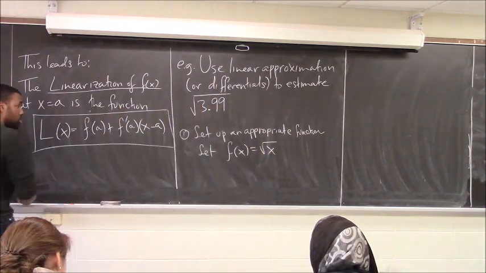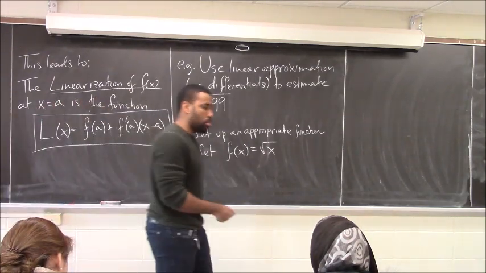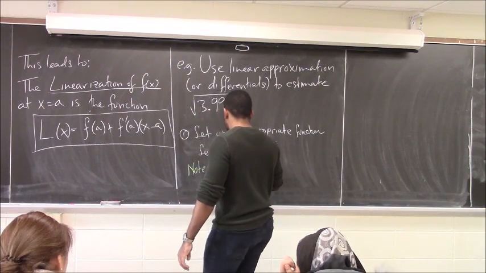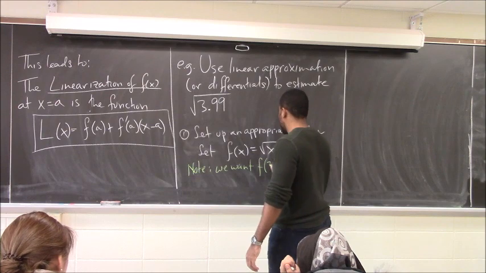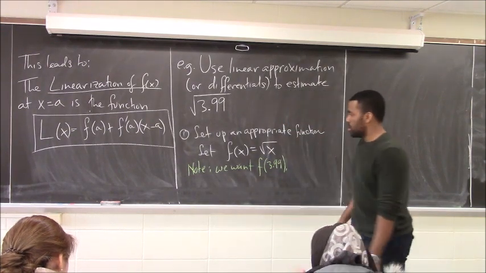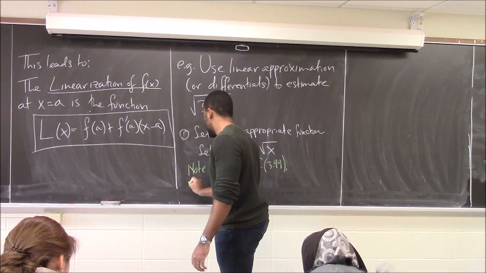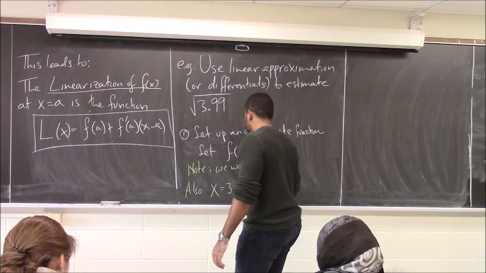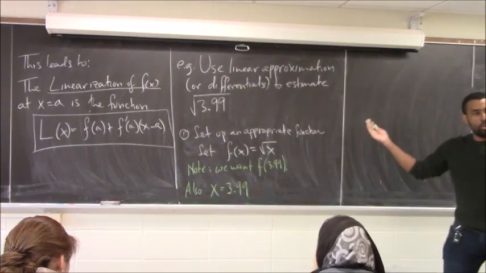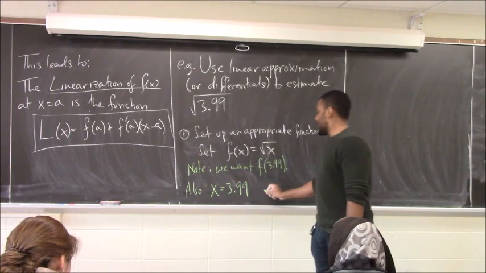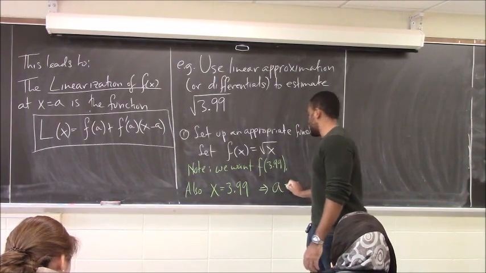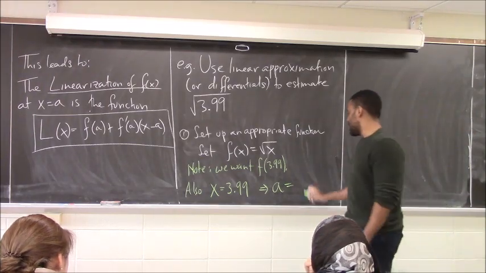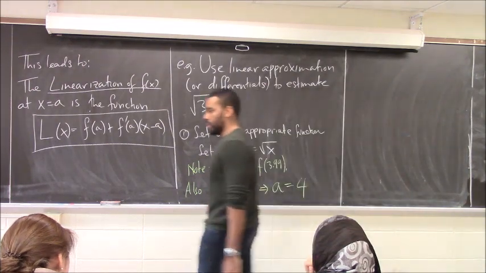You can immediately start to note several things. You can reinterpret the problem statement in terms of this function. You can note we want f evaluated at the point 3.99. We also can say that that's the x value that we care about, 3.99, but that's not terribly convenient because who knows the square root of 3.99 off the top of their head. Can you think of a number super close to 3.99 where you do know? Yeah? 4, right? Everyone knows the square root of 4, okay?